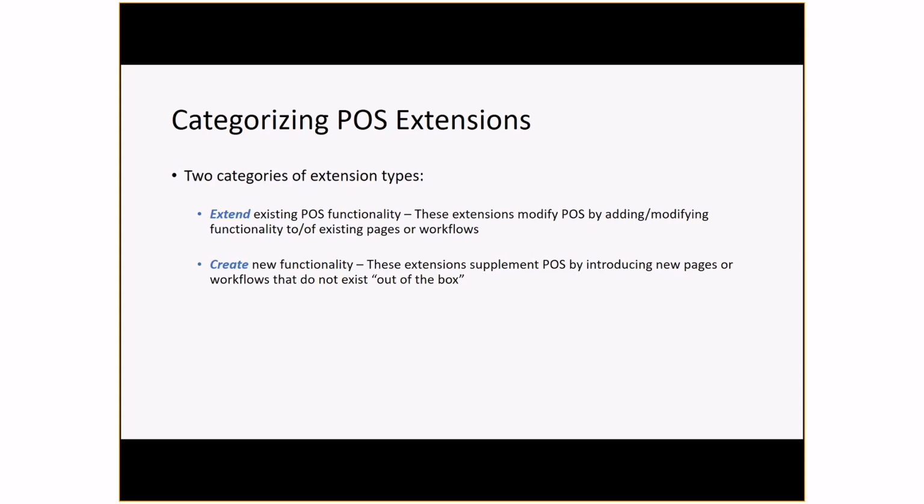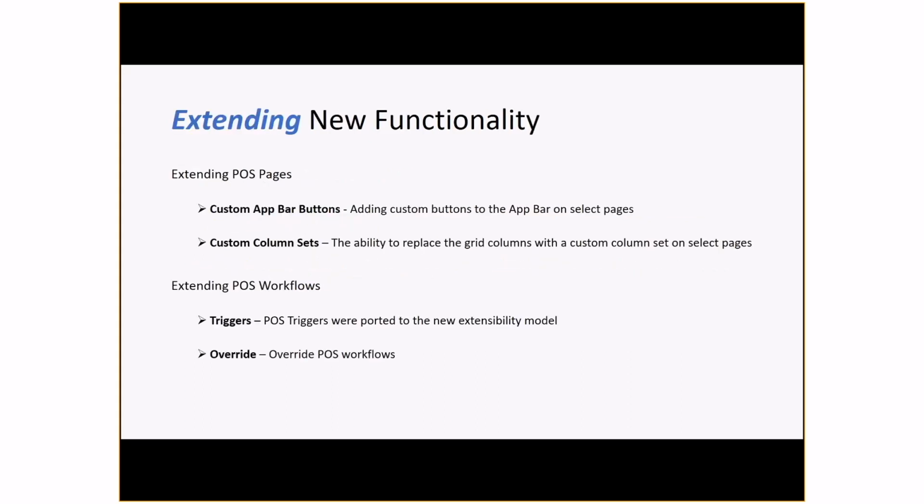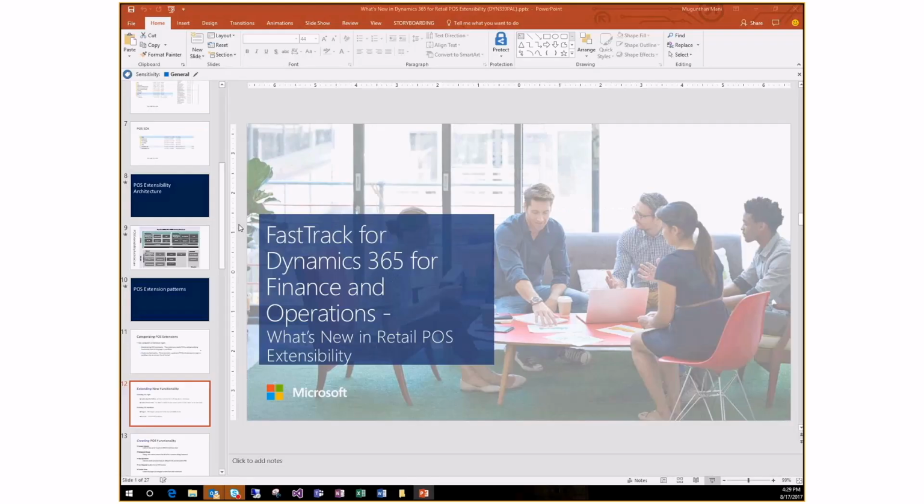So in the next few slides, we'll cover what is extend, what you can extend, and what you can create. Okay. So in the extend, mainly on the views, you can do the following things. First thing you can do is an app bar button extension. For example, all the POS pages have an app bar. So when I mean app bar, for example, here.